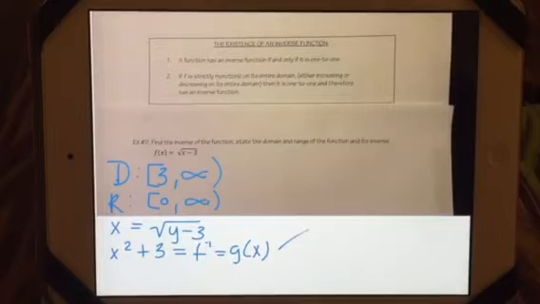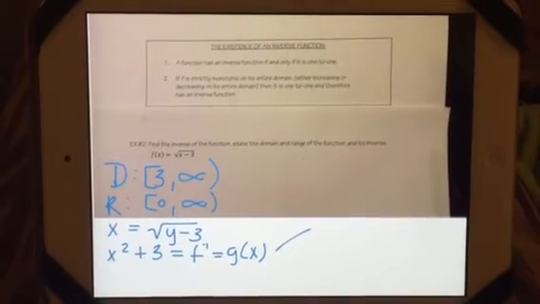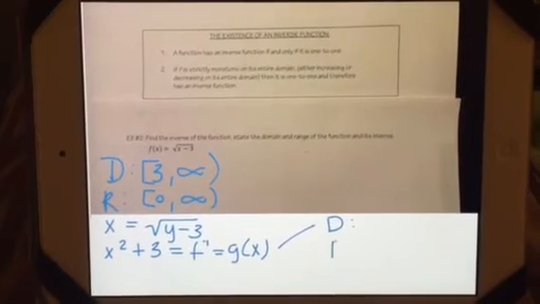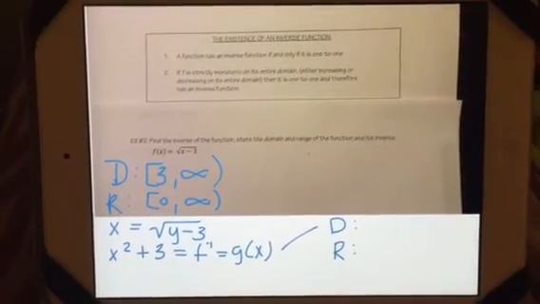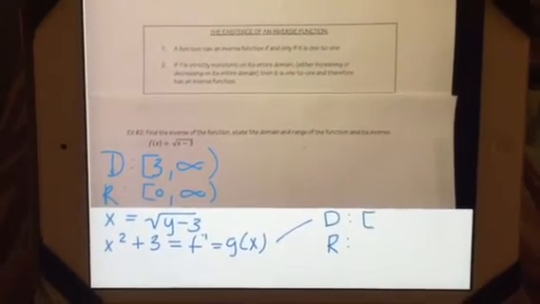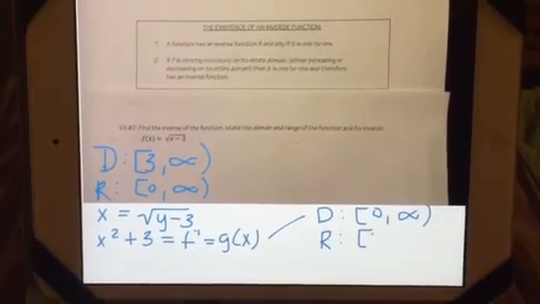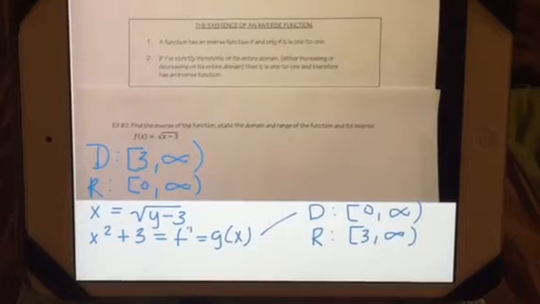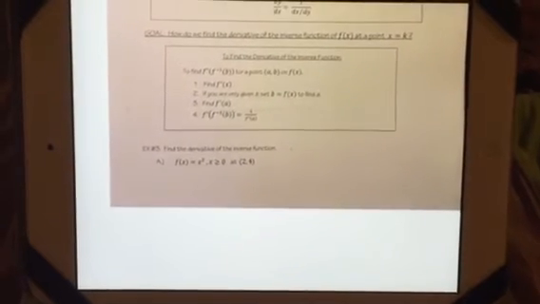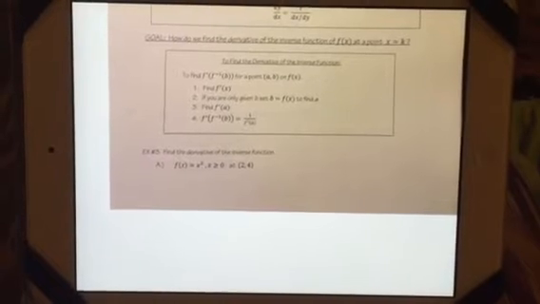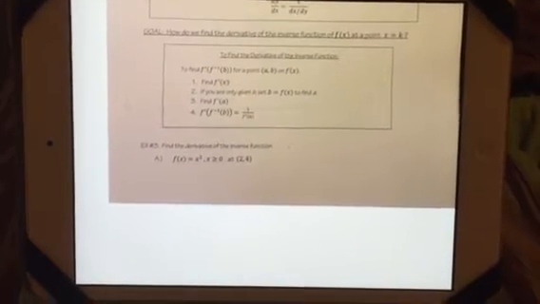But we would have to restrict its domain to match up with the domain and range of our original function. Remember that for inverses, domain and range switch places. So now the domain for this function, once it's restricted, would be from 0 to infinity, and the range would be from 3 to infinity. But yet, the objective of these notes and of this video is, how do you find the derivative of an inverse function at a given point?